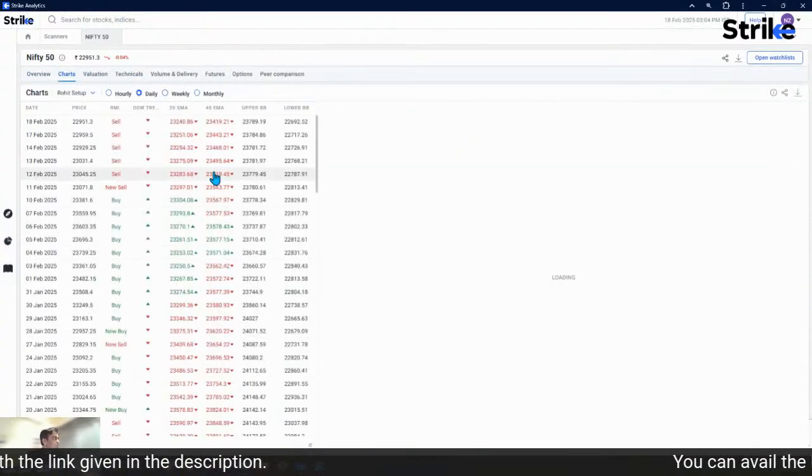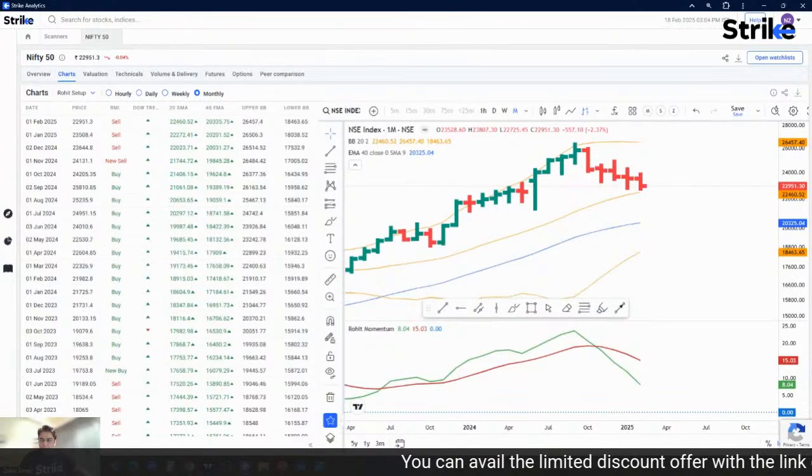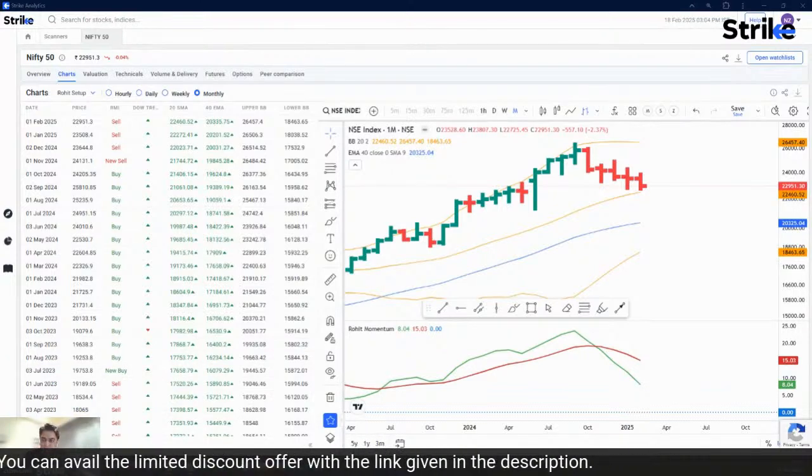When you look at the charts, look at the monthly chart of Nifty. Please show the template again. Okay, Hina ji, I'll show you the template again.